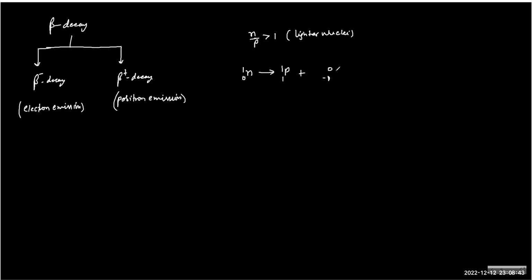So which particle will have zero relative mass and -1 charge? Electron. But this electron is not the electron of your atom. This is the electron produced during the transition. That's why this is called a beta particle. So this is your beta minus. This we call beta minus. Okay.